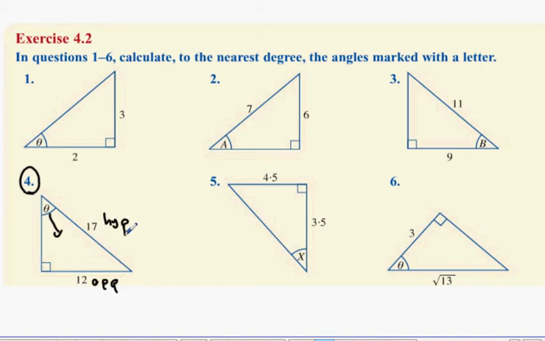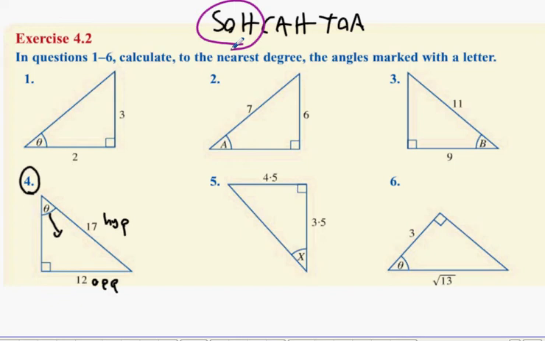Now you have your little rhyme up the top, SOHCAHTOA. This means you have to choose which two letters you have. You have H and O. Because you have H and O, you're going to use sine. Okay? So sine of what angle are we using? Sine of that symbol there, theta, yeah? And then opposite over hypotenuse, which is 12 over 17.